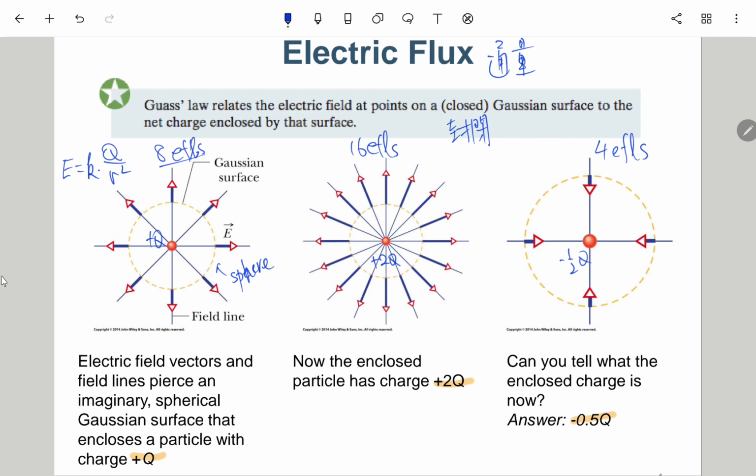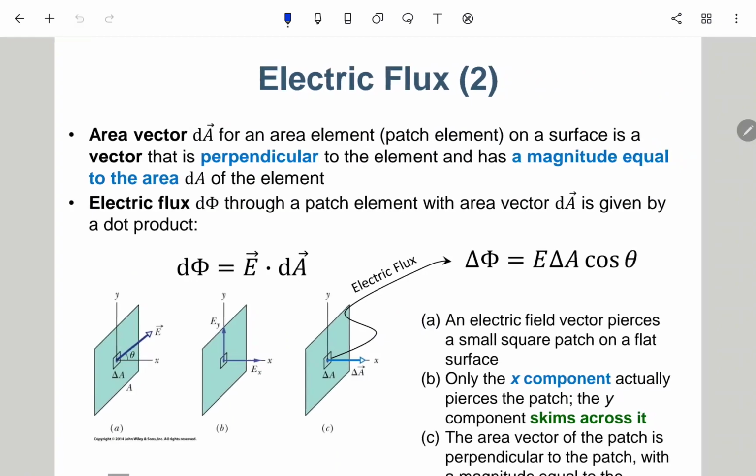When we count the total flux going through the Gauss closed surface, we will see how large the charge is. Okay, we have some kind of observation like this. So here we come to a more rigorous definition for the electric flux.